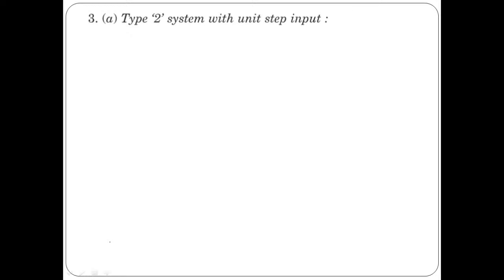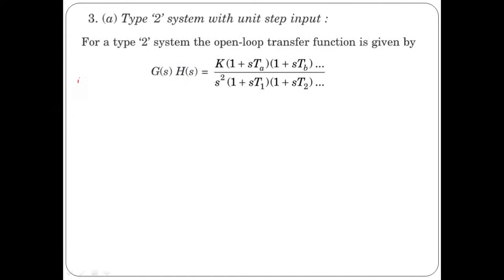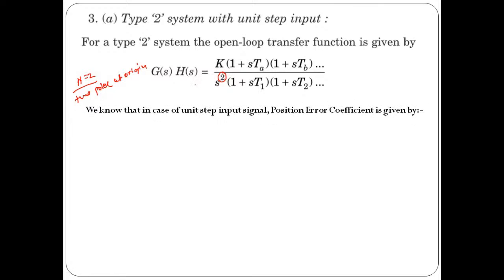In the same way, we can do the same topology for type 2. Now in type 2, the value of n is going to be 2. That means we have two poles at origin. That is important. That's why here we have a square. See, again try to calculate the value of kp, kv, ka and ess in each case.